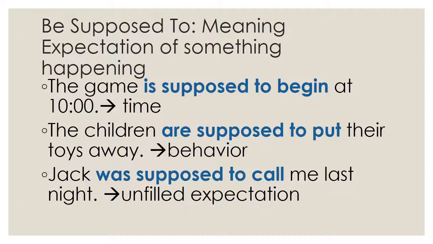Jack was supposed to call me last night. As you can see, this is being expressed in the past, so it's an unfulfilled expectation. You expected Jack to call and he didn't. So basically, if you are conjugating the verb in the present, you have the be verb, present, is or are, depending on the subject. It's an expectation that you expect to happen. If it is conjugated in the past, it means it was supposed to happen, but it didn't.